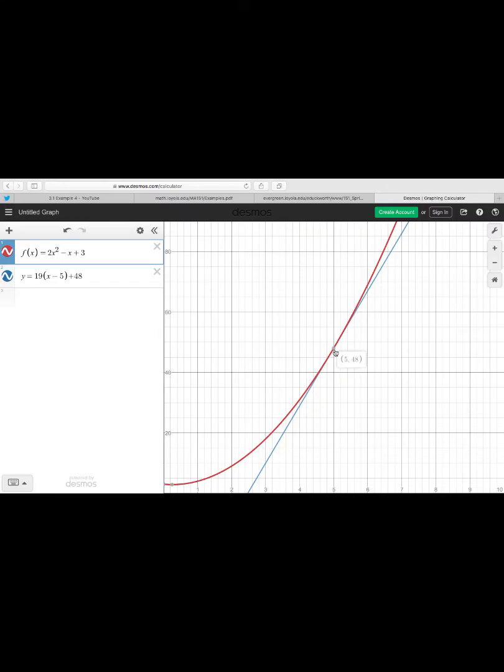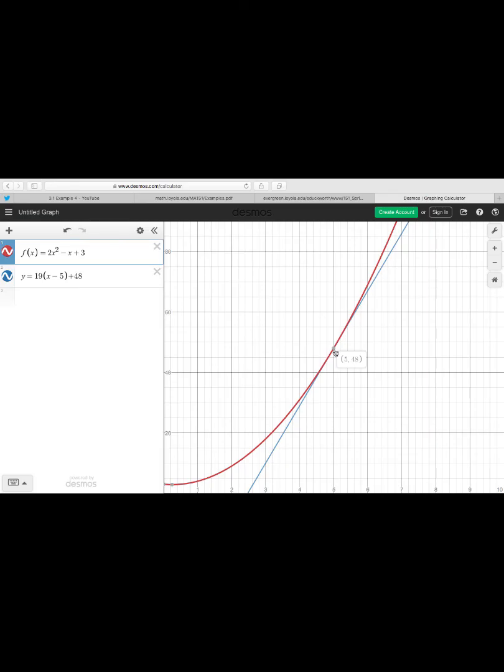I got it exactly. The red graph, which is a curve, looks exactly like the blue graph. They touch at one point and they have the same slope, and in fact if I zoomed in more I wouldn't even be able to tell them apart. That means I have a perfect tangent line. Now I already talked about the x and y value should be 5 and 48. So what's impressive about this is that the slope is correct. The tangent line has slope 19, and we got that using our formula for derivatives.